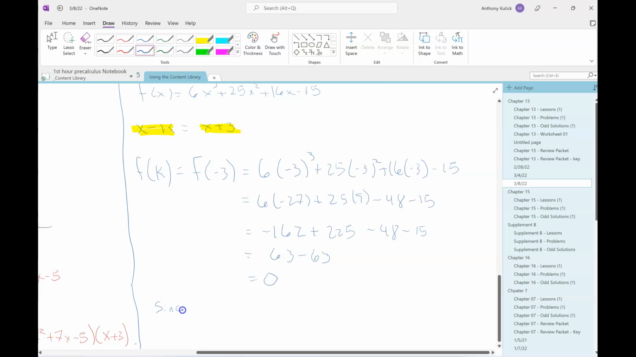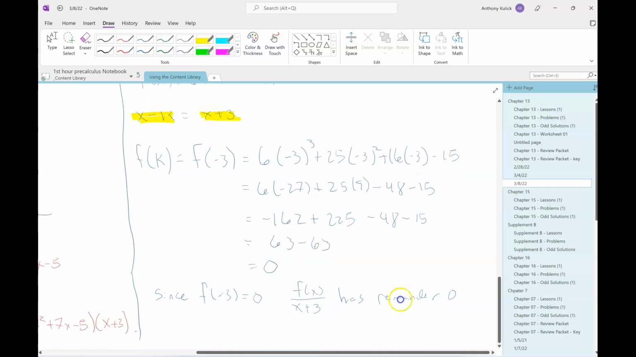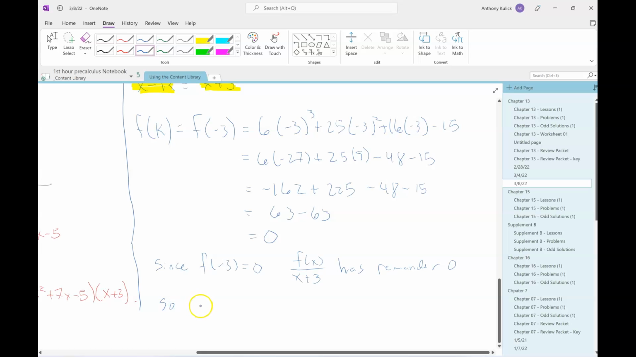So I can say, since f of negative 3 is equal to 0, that means that f of x divided by x plus 3 has remainder 0. So x plus 3 is a factor of f of x.